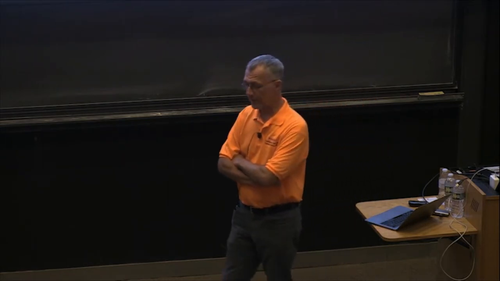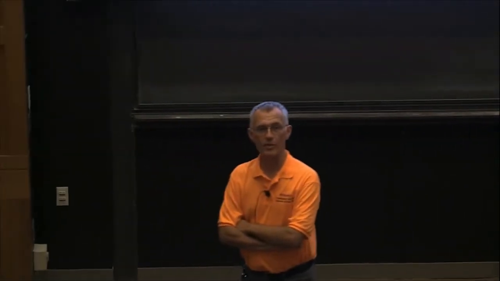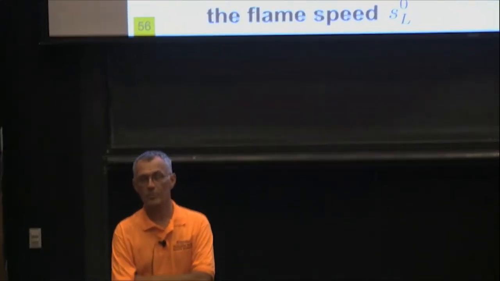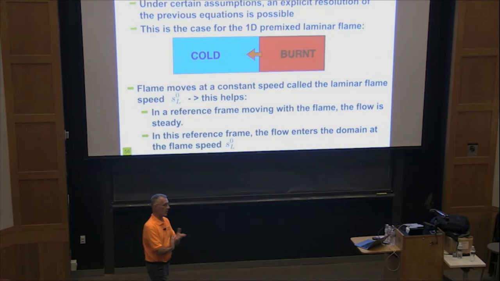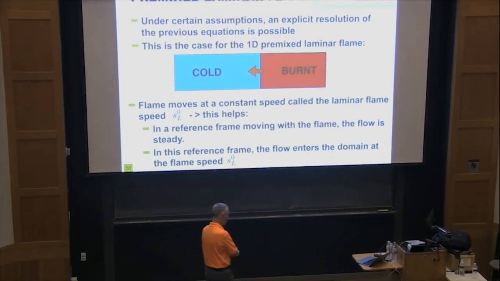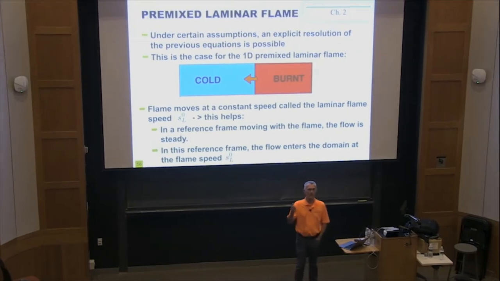As I told you yesterday, it's good to have the equations, but now we have to try to understand how these conservation equations behave. To do that, we're going to look at a few canonical flames, which really means flames for which we hope we can have a solution. One of the most famous examples of such a solution is the 1D laminar premixed flame.